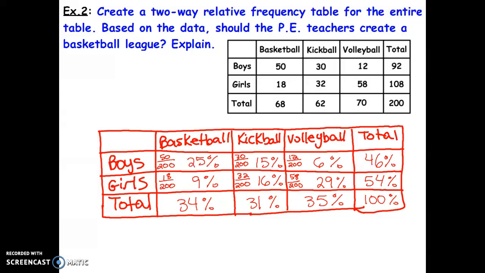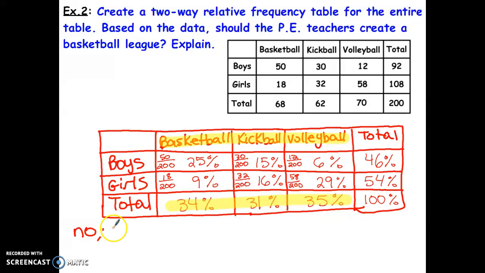Now, based on this data, should the PE teachers create a basketball league? Explain. So looking at this data, deciding whether we should create a basketball league, I'm going to be looking right here at my totals. So looking at basketball, I see 34% voted for basketball, 31% voted for kickball, and 35% voted for volleyball. So based off of this information, I'm going to say no, we should not create a basketball league.